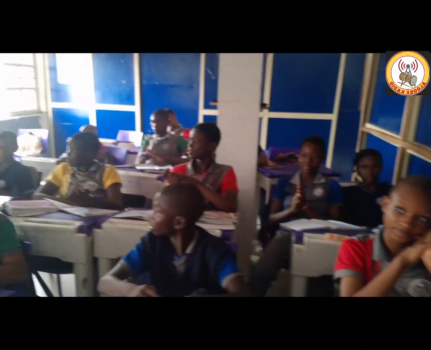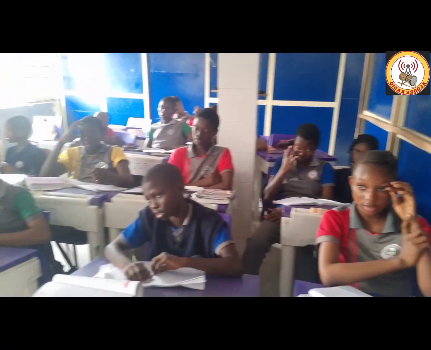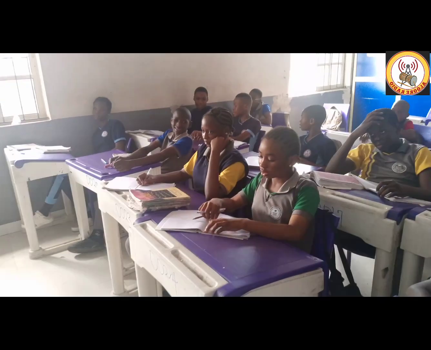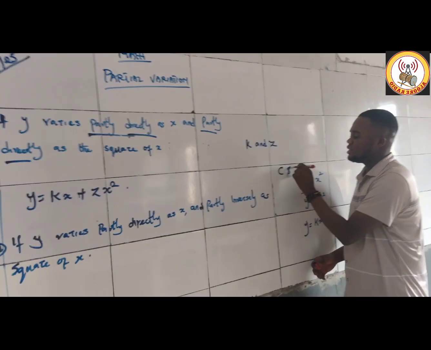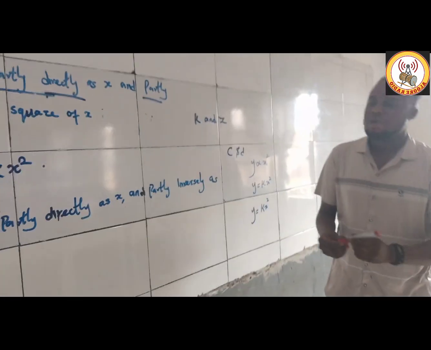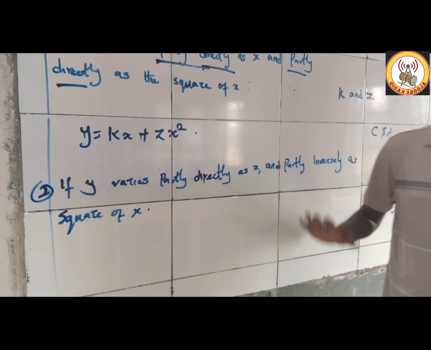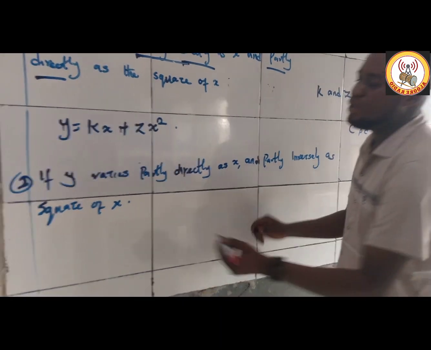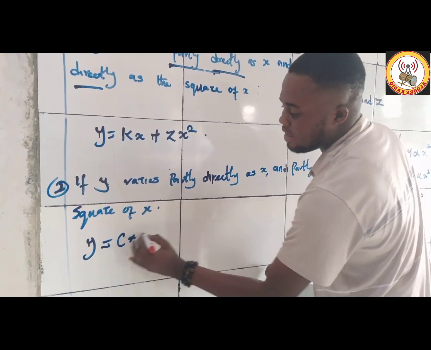So now what letters do you choose for your constants? K and what? A and Z? Let's use C and D, please. Let's use C and D. Now he said y varies partly directly as x, right? That means we know our y to equal Cx.